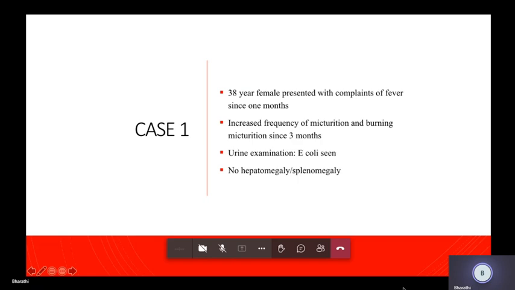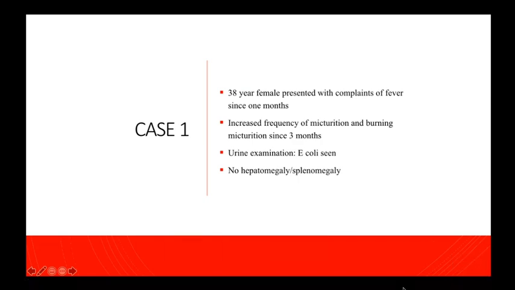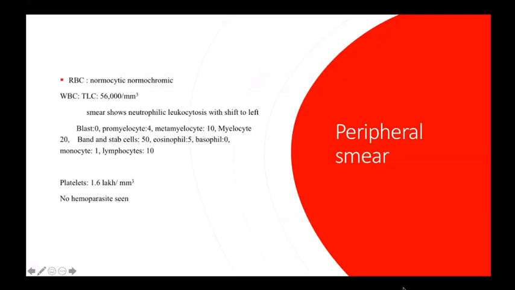Female that presented with complaints of fever since 1 month and increased frequency of micturition since 3 months. Urine examination showed E. coli and there was no hepatomegaly or splenomegaly. On peripheral blood smear, RBC were normocytic normochromic, TLC were markedly raised, approximately 56,000 per mm3, with neutrophilic leukocytosis and shift to left.